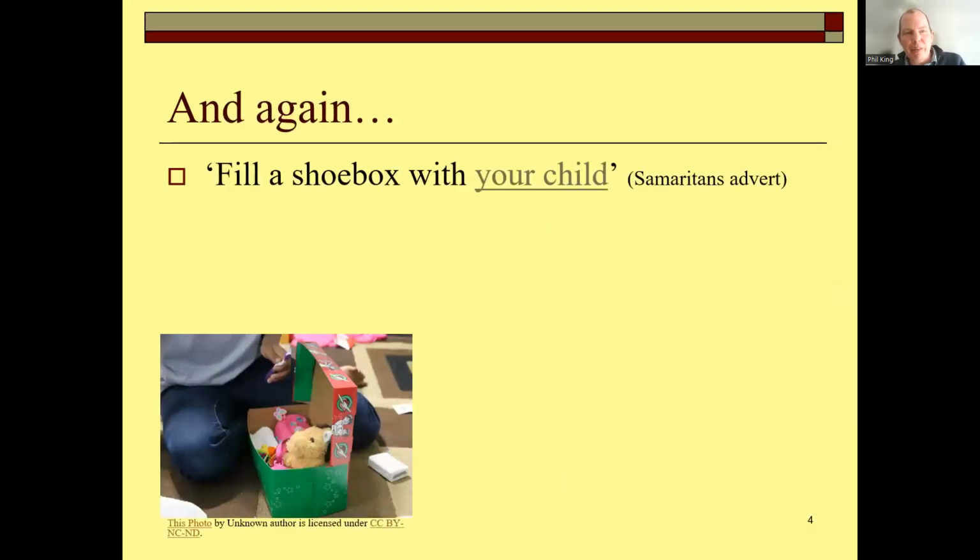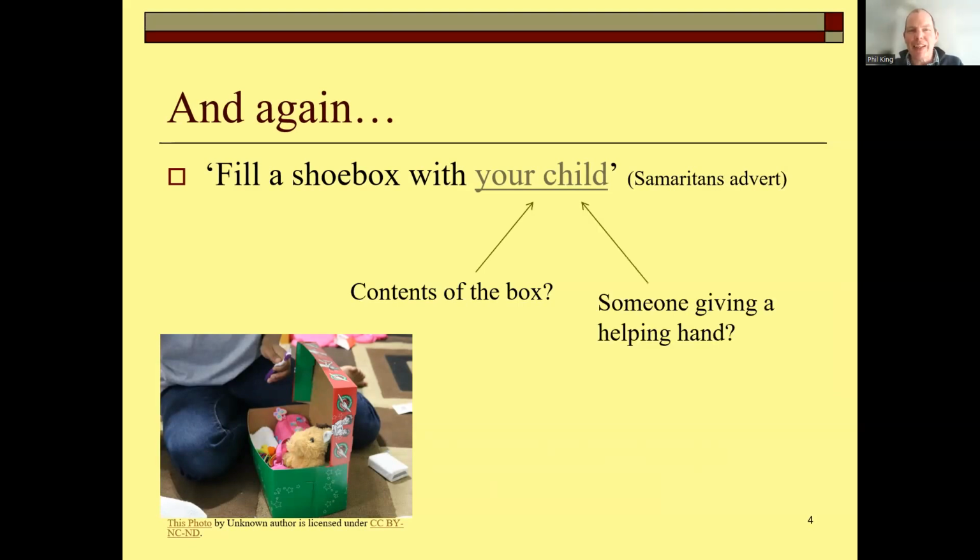Here's another example from an advert. Fill a shoebox with your child. Again, can you see a couple of different ways of understanding this? One is that your child is the contents of the box, the thing that you're putting into the box, but that is not very likely. Much more likely your child is someone who is giving a helping hand to help you fill the box with something.